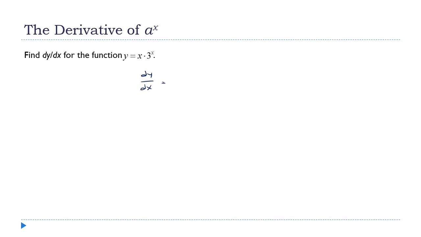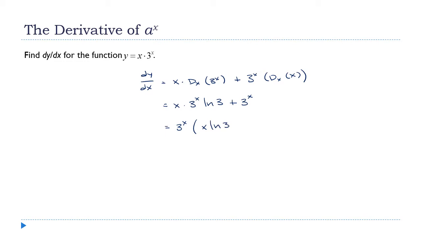dy/dx is x times the derivative of 3 to the x plus 3 to the x times the derivative of x. The derivative of 3 to the x is 3 to the x times the ln of 3, plus the derivative of x is 1, so that's just 3 to the x. Let's factor this and bring that 3 to the x out. 3 to the x times x log of 3 plus 1. And that's it, there's my derivative.